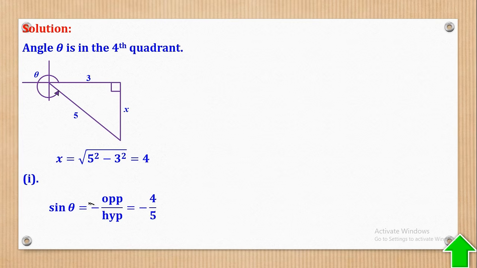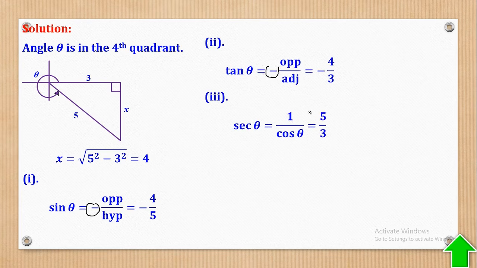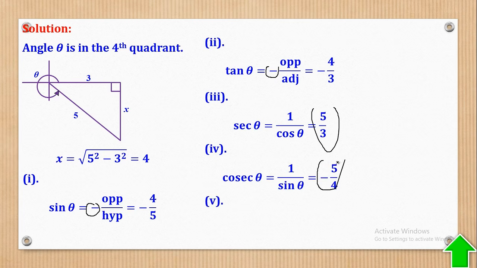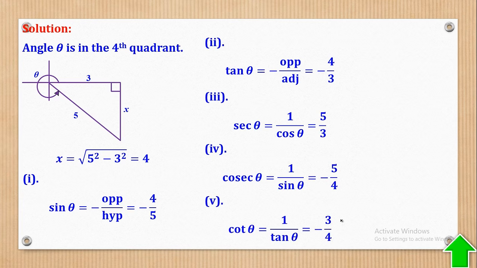For sine, I think we realize that there is a negative because in the fourth quadrant it is only cos which is positive, meaning that tan and sine are negative. That's why you see negative here, and also on tan you'll see a negative there. Then sec is the reciprocal of cos, which will be positive 5/3, and cosec is the reciprocal of sine, which will be negative 5/4, and cot is the reciprocal of tan, which will be negative 3/4. So basically that's what they wanted.